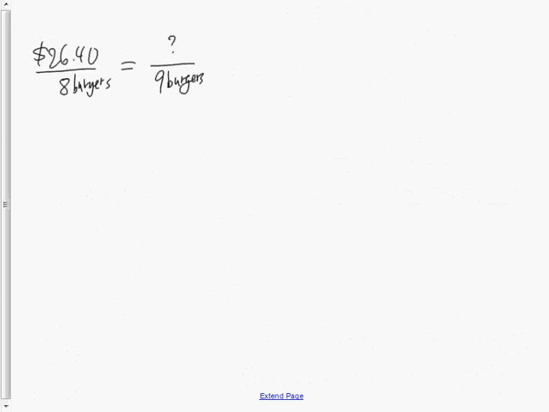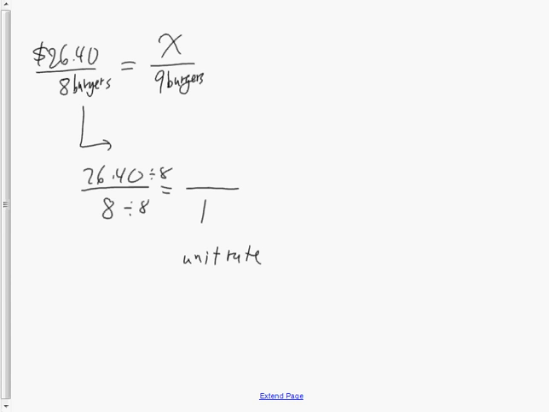And I could have actually used a variable up here, which probably would have been a little bit more mathematical, but I used a question mark. So there's two ways you can do it. The first way you can do it is see how much it was for one burger. So I could divide both by 8, and I would get what's called a unit rate, right? How much it is for one.